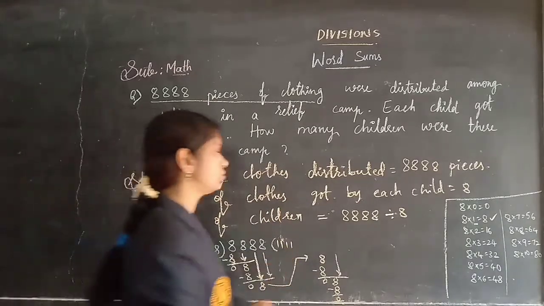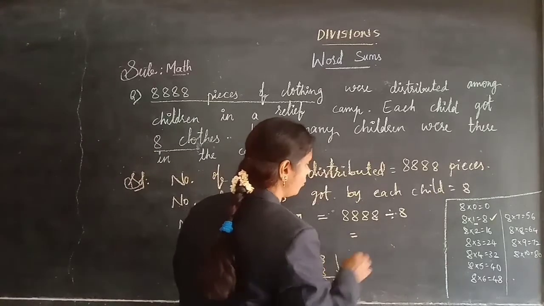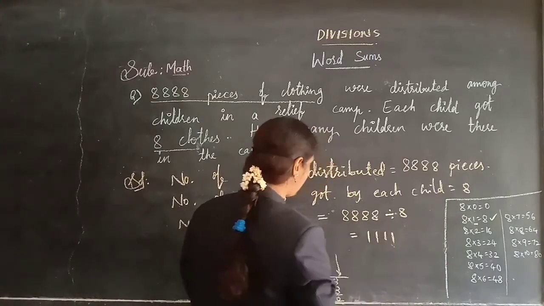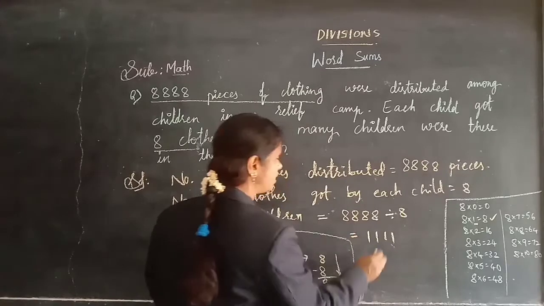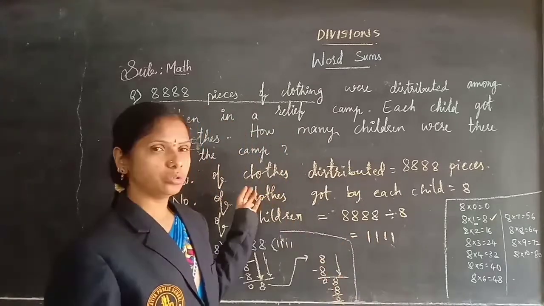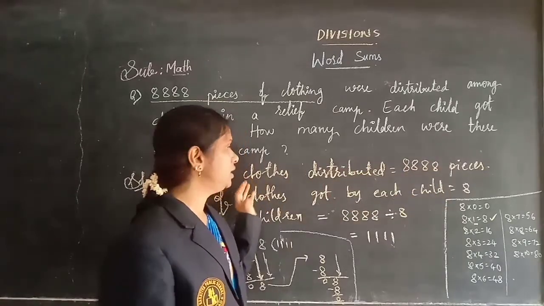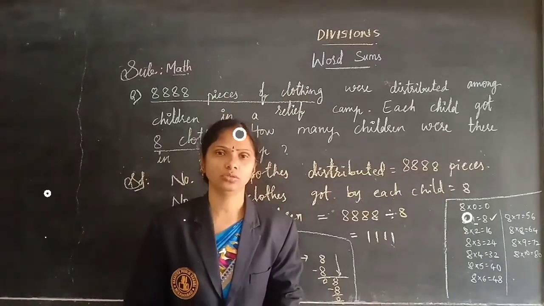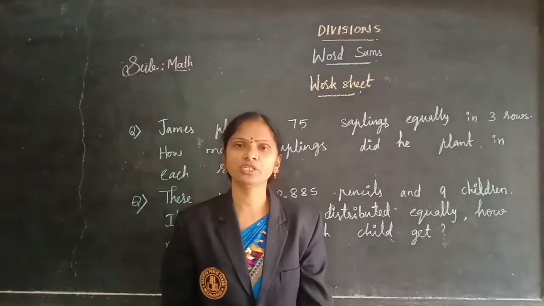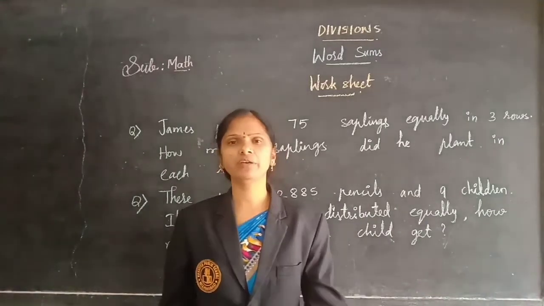1111 means total how many children are there here? 1111 children are there. To these many children, they distributed clothes, children, which are 8,888, and each child got 8 clothes. Yes children, I hope you understood the word problems which I gave in the video, children.